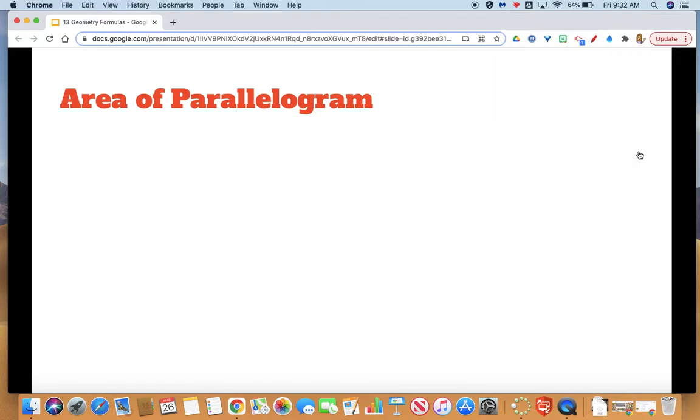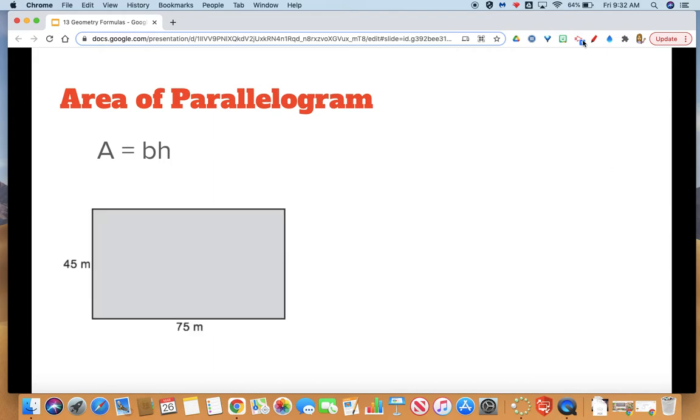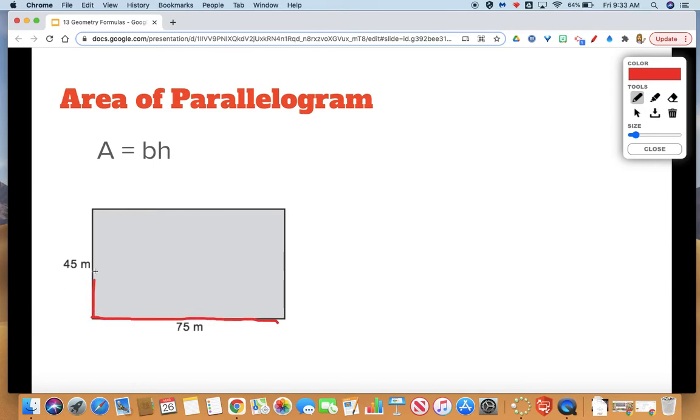Let's try finding area of this parallelogram. The formula for area is base times height. Let's start with this rectangle. My base is 75, my height is 45. So if I plug those values into my formula, I have 75 times 45.